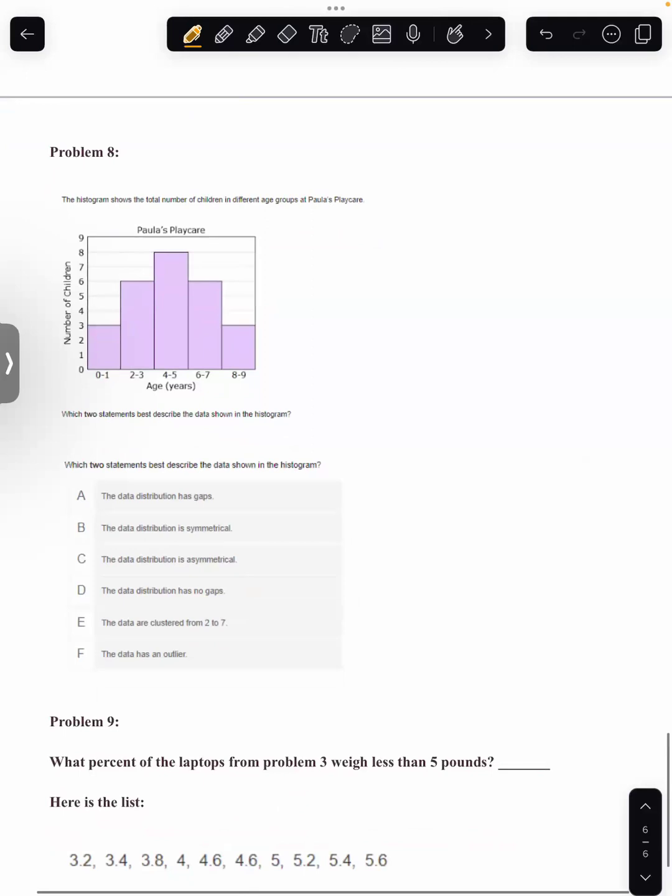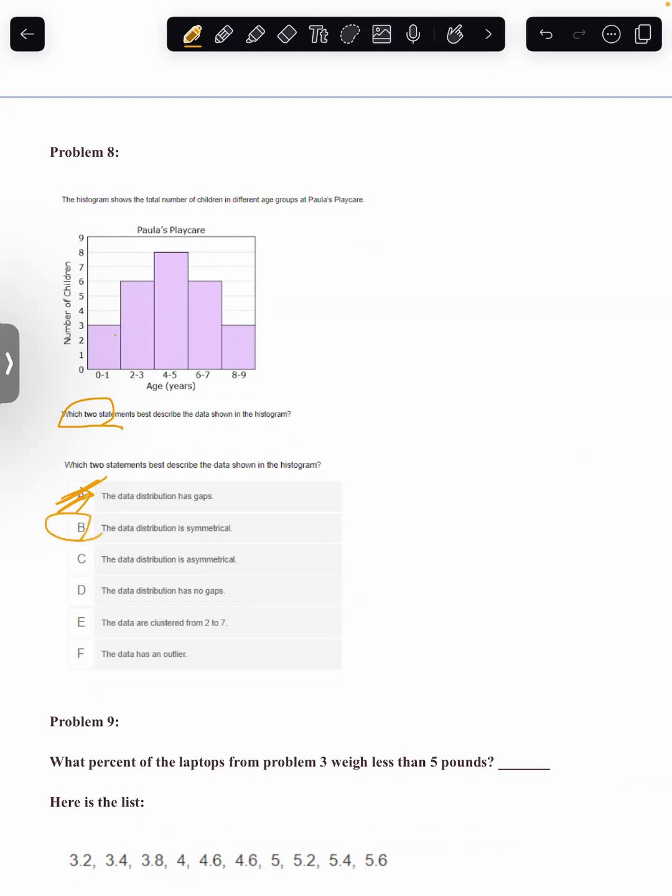All right, number 8, the histogram shows the total number of children of different age groups at Paula's play care. Which 2 statements describe the data in the histogram? Okay, so it has gaps. No gaps. There's no holes in between the bars. The distribution is symmetrical. Yes. Asymmetrical means the A means not, so that would be not symmetrical. Nope. It has no gaps. Yes. The data is clustered from 2 to 7. Not really, it's evenly distributed. And the data has no outlier. That would be if there's one way over here somewhere.